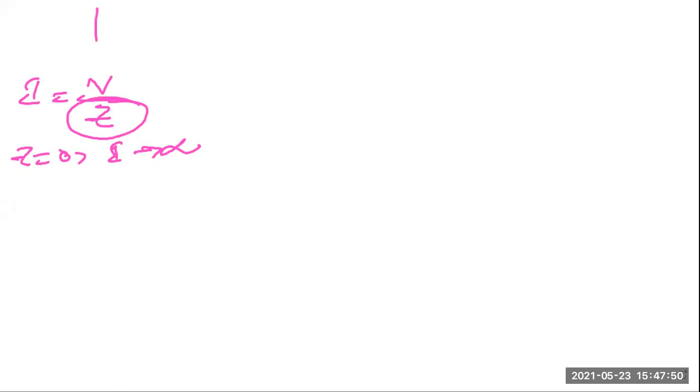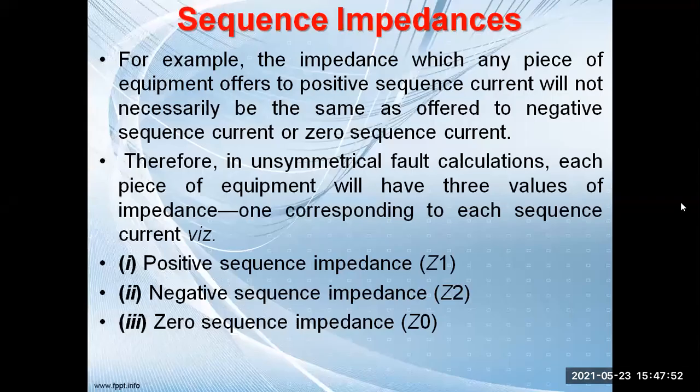Okay. So these sequence component impedances are also existing in the circuit. So we'll see that. The impedance which any piece of equipment offers to positive sequence current will not necessarily be the same as offered to the negative sequence current or the zero sequence current. So you have to understand that the positive sequence impedance and the negative sequence or the zero sequence impedances may not be equal. Because we know that the positive sequence current, negative sequence current, and the zero sequence current are also not equal. They are also different. So their sequence impedances will also be different.